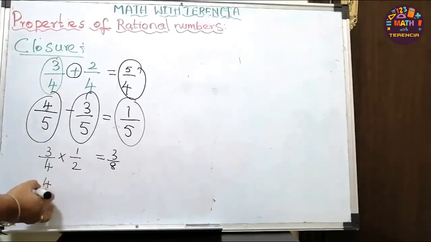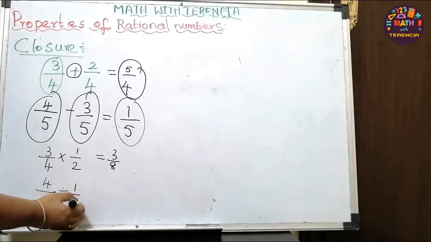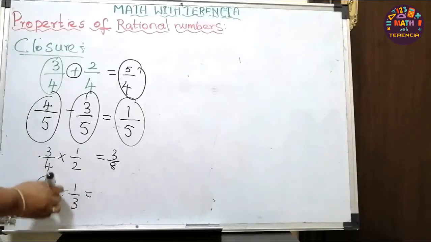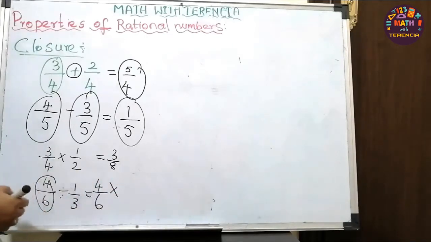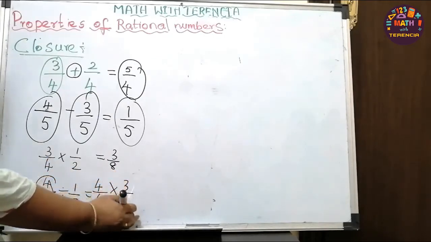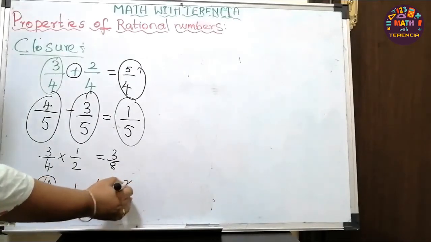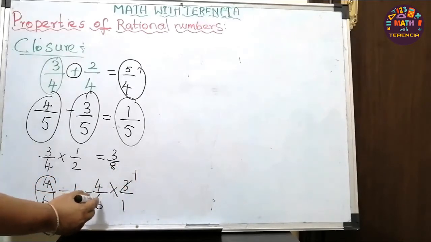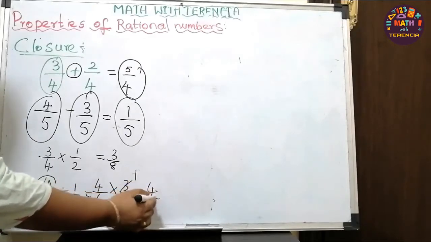Let me check for division. 4 by 6 divided by 1 by 3. First step, have the first fraction as it is. Step 2, change division to multiplication. Step number 3, change the second fraction to the reciprocal. Reciprocal of 1 by 3 is 3 by 1. Now I can cancel. 1 times 3 is 3 and 2 times 3 is 6. So the answer is 4 by 3.